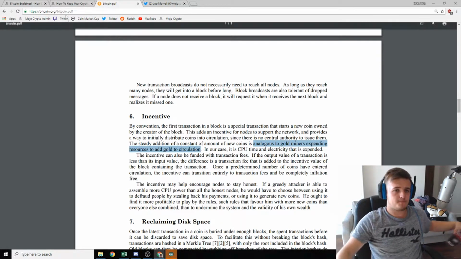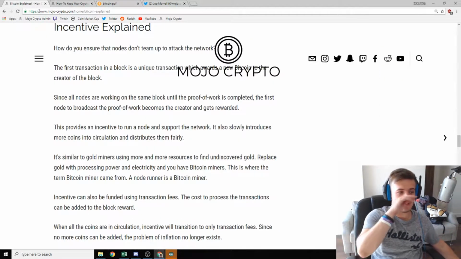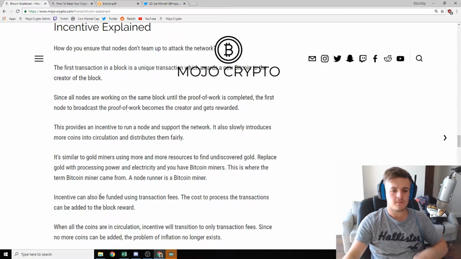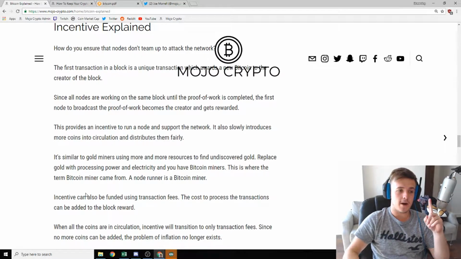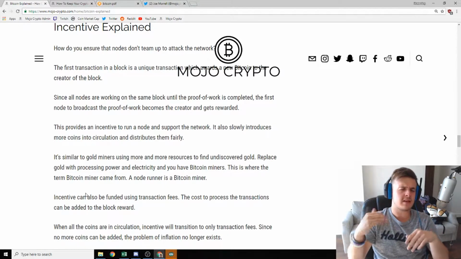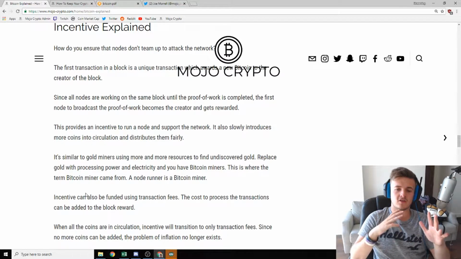So that's how the Bitcoin miner term was coined. That's one incentive. Now, eventually, since only 21 million coins can be put into circulation, at the minute we're at something like 17 million, sorry.